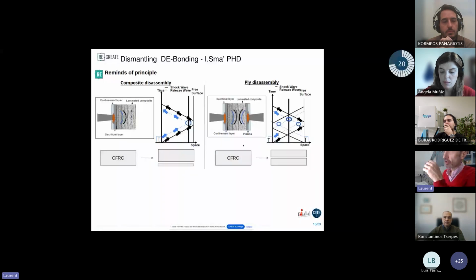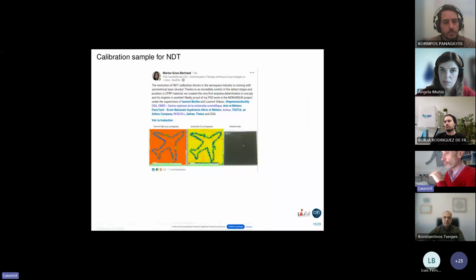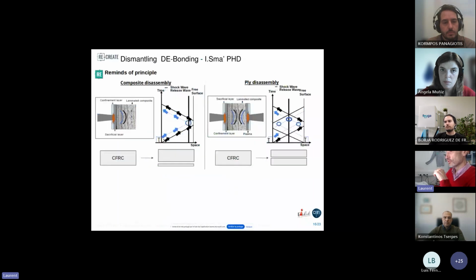So, what is the future? Actually, in the framework of a new European project, Recreate, we are working on the recycling of composites. We extend this process for composite laminate disassembling. First, for one ply on the left, we use the first configuration with one pulse, and on the right, to separate the laminate where you want inside the materials, we play with a symmetrical configuration. In this case, we separate the materials in the middle.